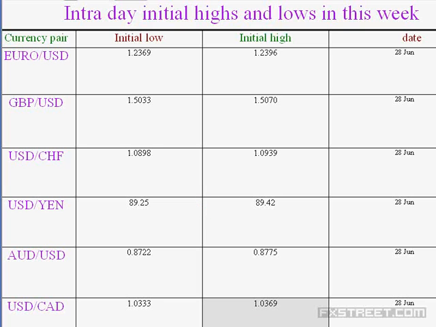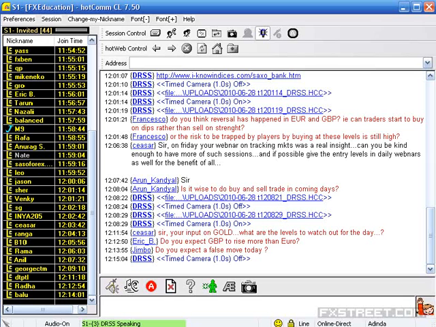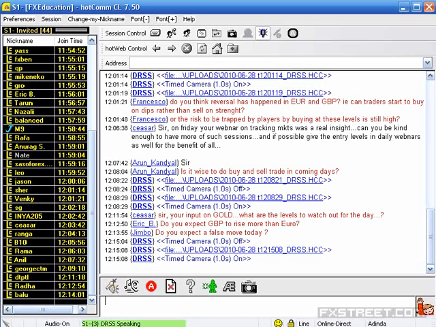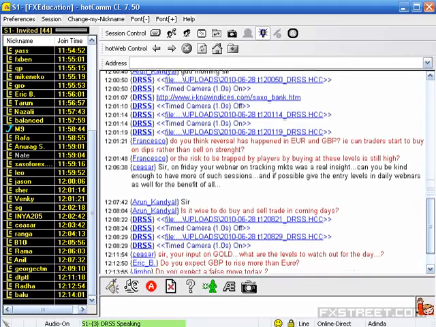So let me minimize the PowerPoint presentation and focus the camera over the live market fourth page and take up the questions which are asked here and answer the questions wherever possible.